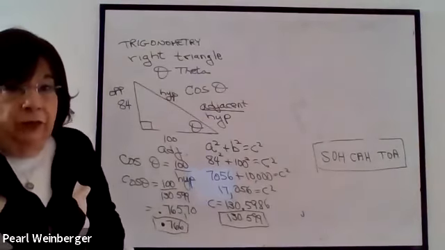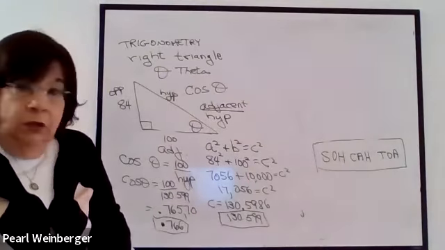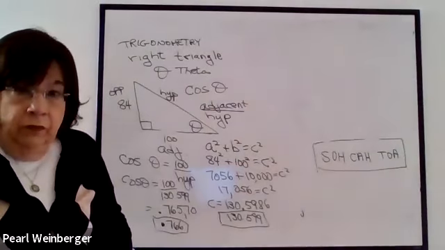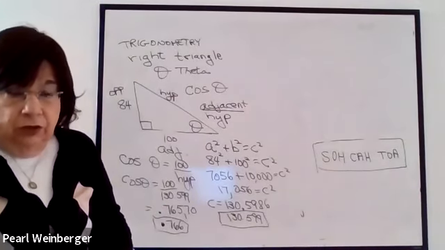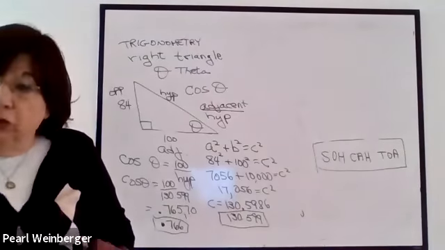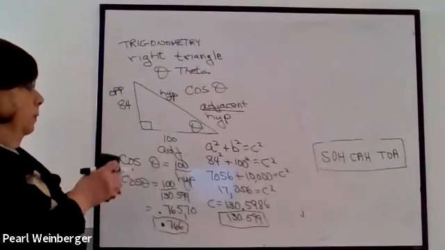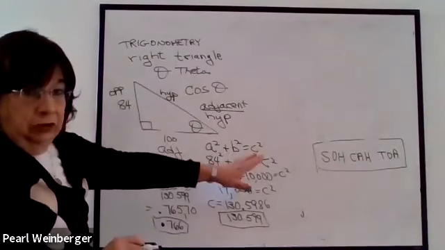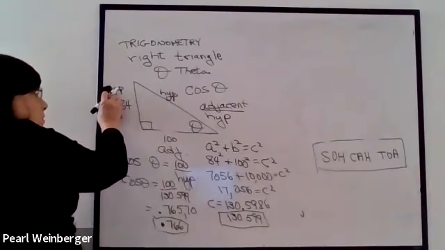So that's how you do a problem that involves finding the sine, the cosine, or the tangent. I'm going to do 2 more problems with you, and then I'm going to give you one to try on your own. Okay, I'm going to leave that SOHCAHTOA on the board because we need it. Okay, I'm now erasing this triangle.